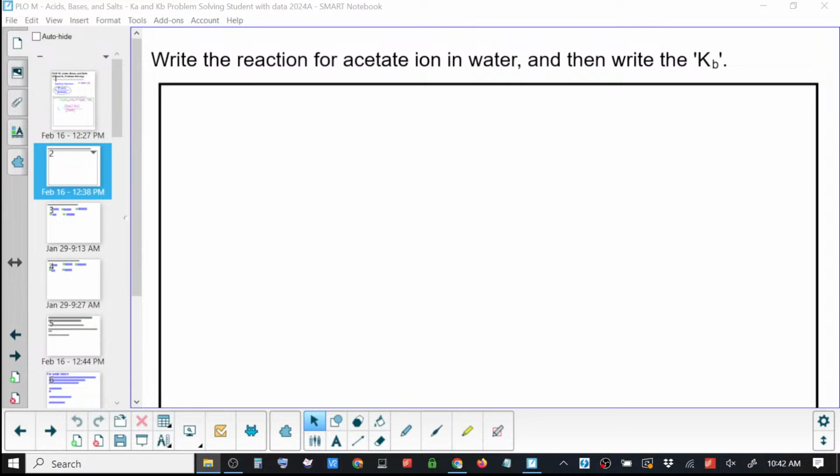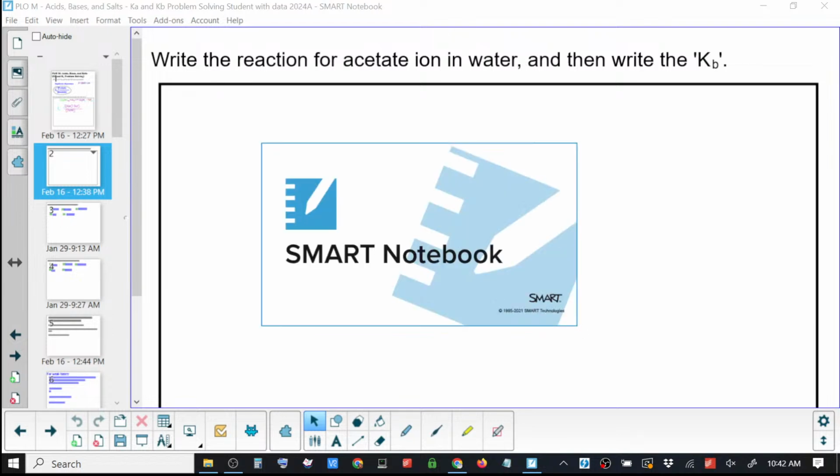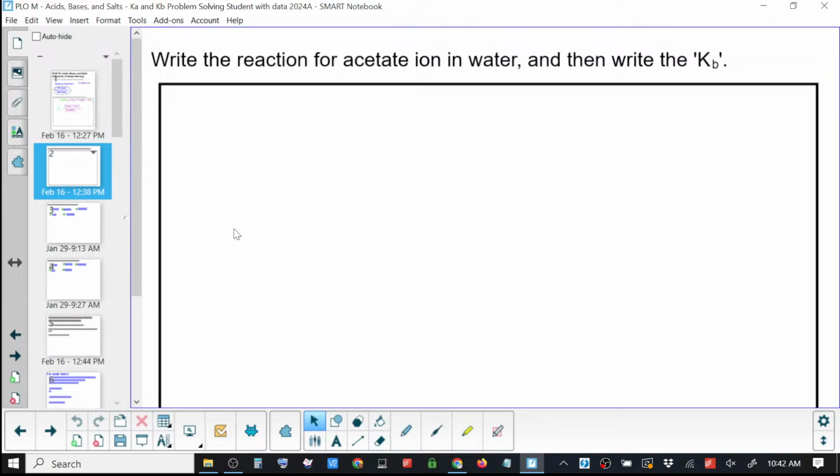Wait, no, that's... Yeah, we started M equals... You can copy C with a single arrow? Double. Okay, and then? CH3COOH, which is aqueous, plus OH.